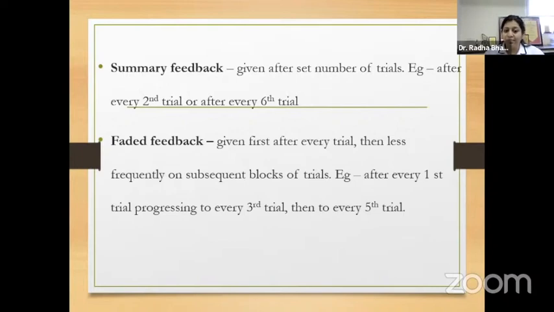Next is the faded feedback, which I already told about. Initially, after every trial you are giving feedback to your patient, but then gradually you taper down. After 7-8 repetitions you give, and then after 30 repetitions you give, so you are just fading because your patient has really learned it in terms of the performance. And as we said in the previous session, performance is not equal to learning. Performance plus retention and adaptability will ultimately give you learning.